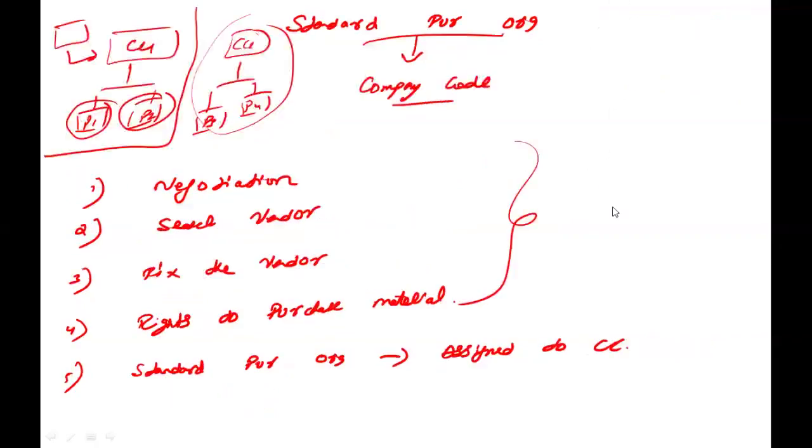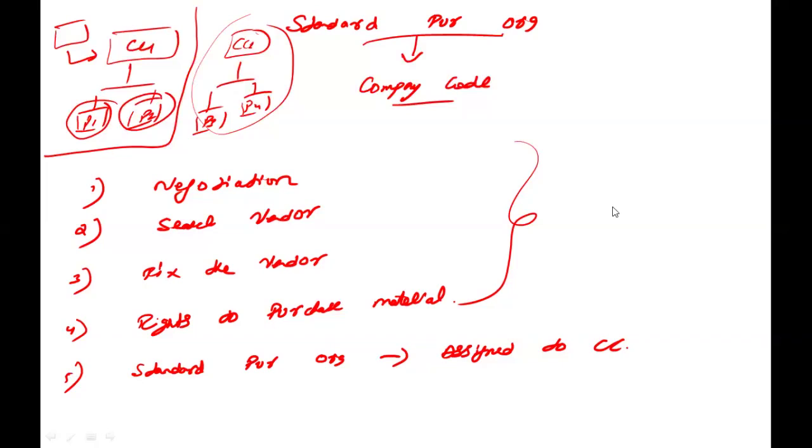Okay, then we have the standard purchase organization, or we can also call it a company code specific purchase organization, or we can also call it a centralized purchase organization. This purchase organization is under the company code.